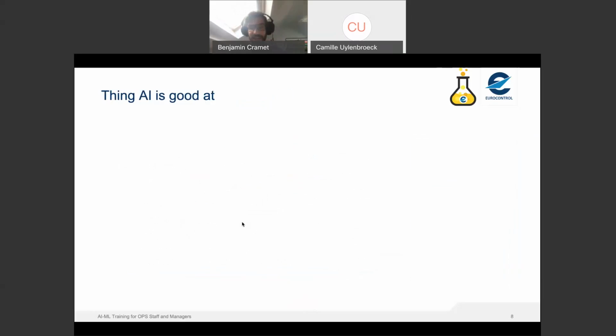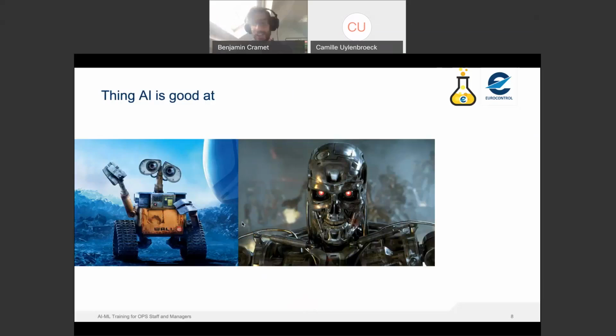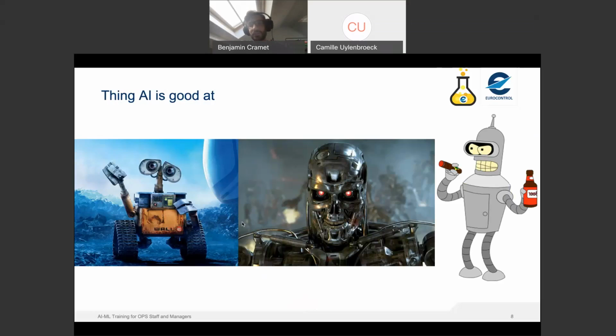So now let's see what AI is good at. We've seen that an AI system is based on a business problem, will serve a goal, and will learn from data to serve that goal. But what did we actually mean? When can we use an AI system? Basically, we can use it for three things: clean the earth after an apocalypse, kill everybody, or just browse the space, smoking cigars and drinking beers.